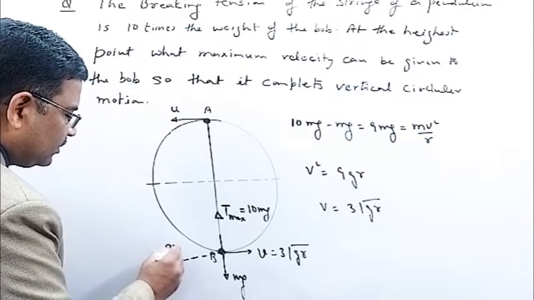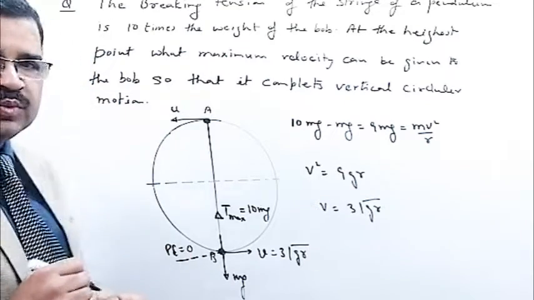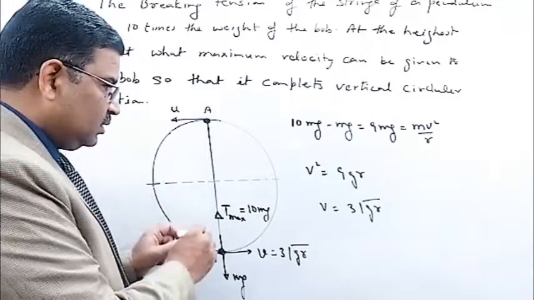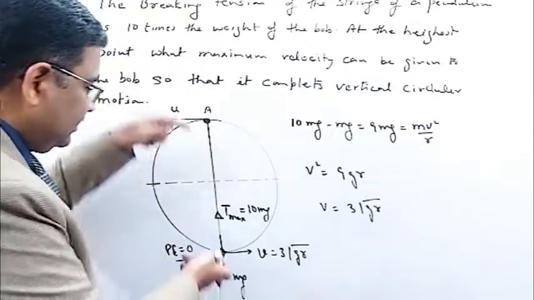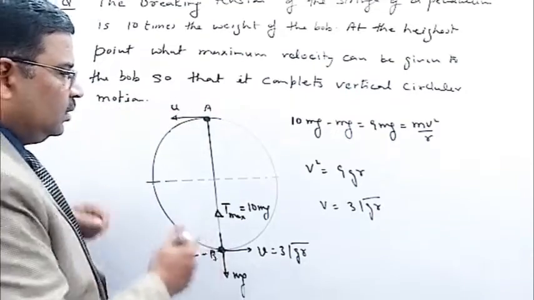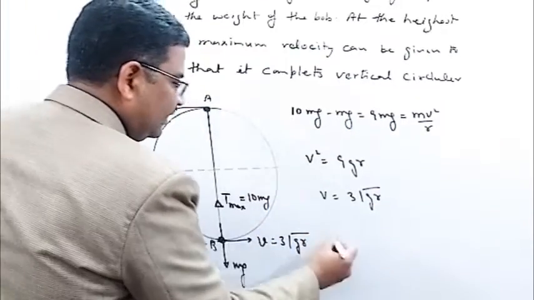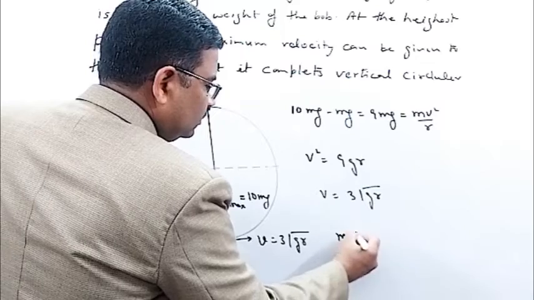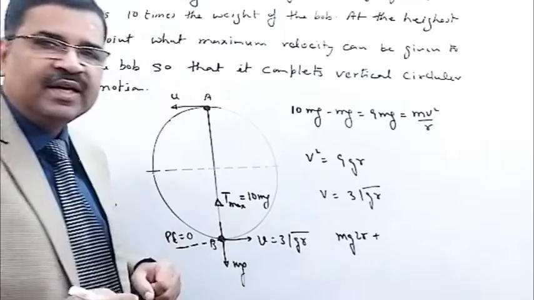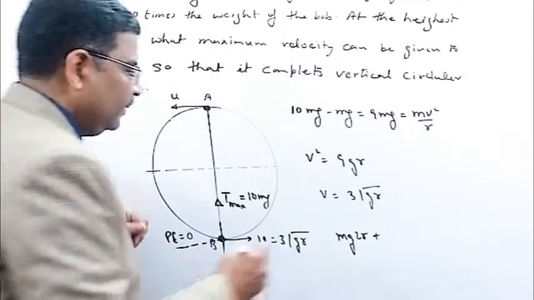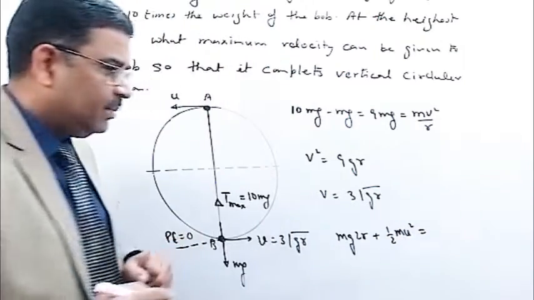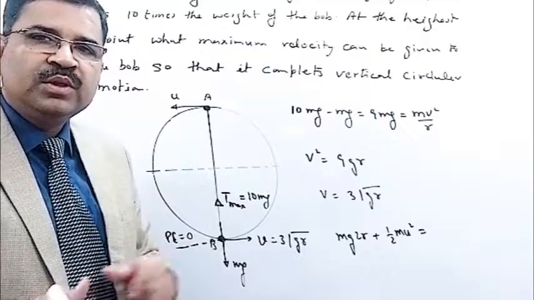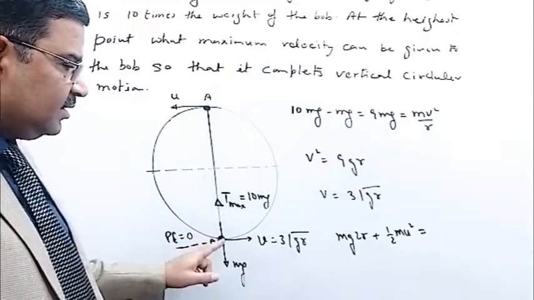So here the potential energy is taken as 0. With respect to this, the potential energy at A will become mgh, where h is this height, that is 2r. So the total potential energy at A is mg2r, plus the kinetic energy at point A is half mu square, and this total mechanical energy at A should be equal to the total mechanical energy at B.